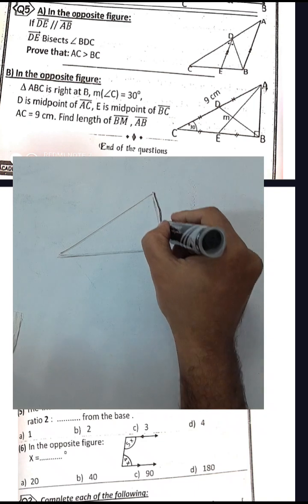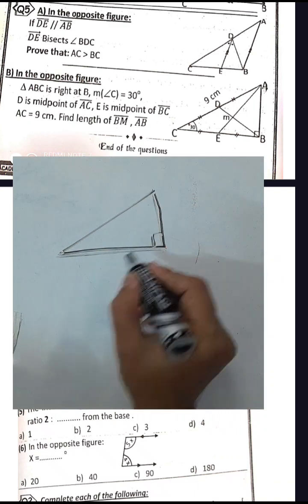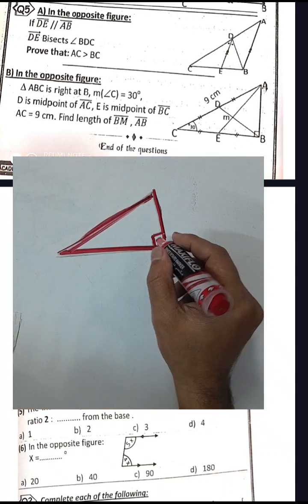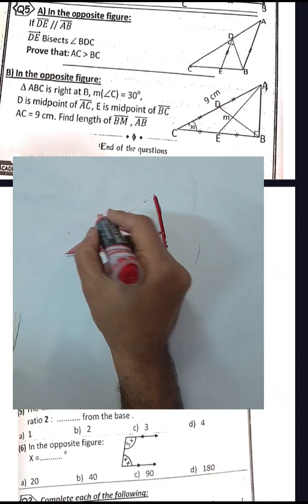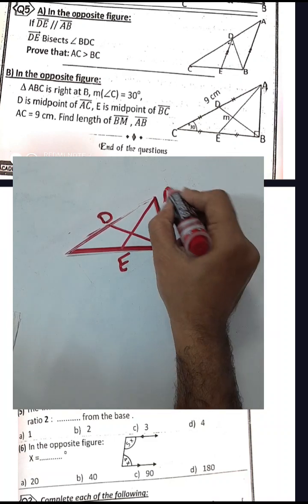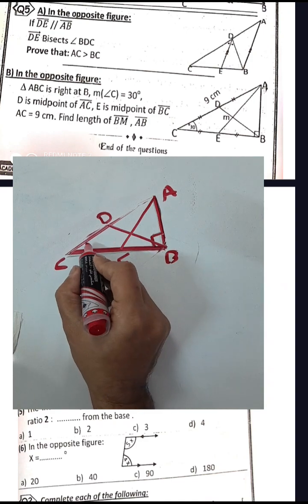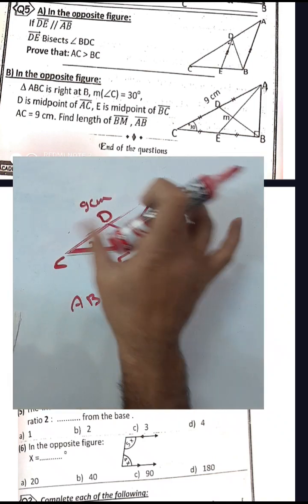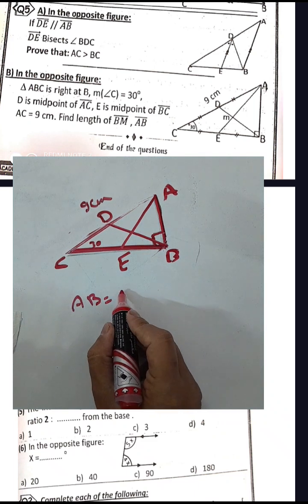We have a right angle triangle here. It's right, and here angle D, and we have E and B, ABC. It was 30 degrees, and here 9 centimeters. Then we can write EB is half of 9, because of the 90 degrees. Then EB equals 4.5 centimeters.